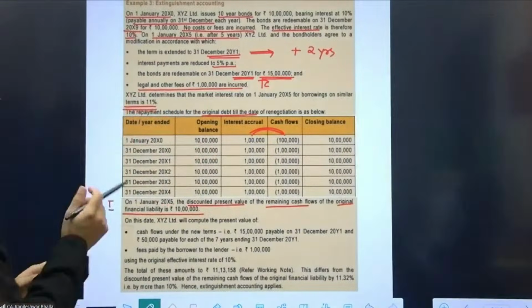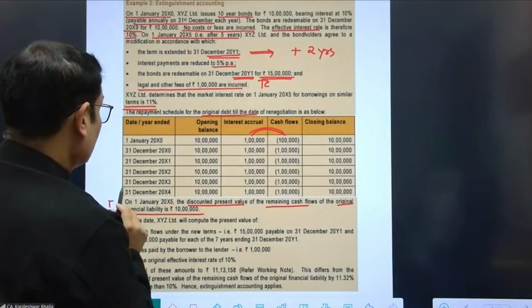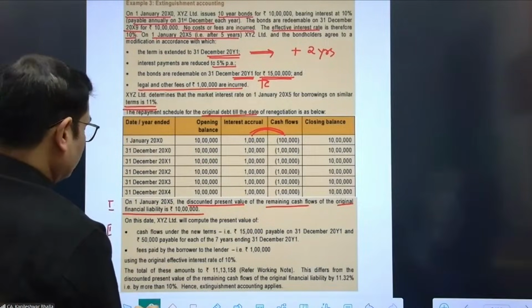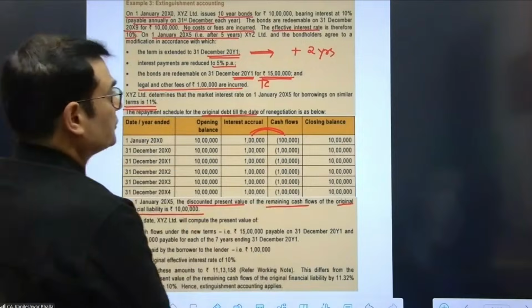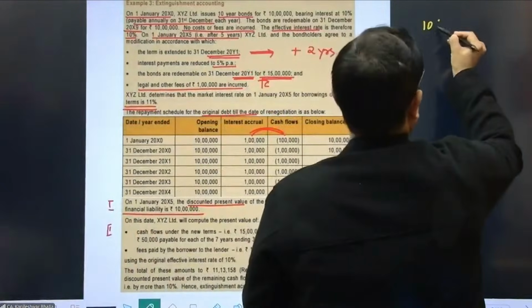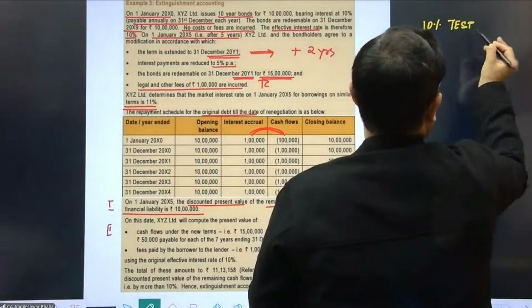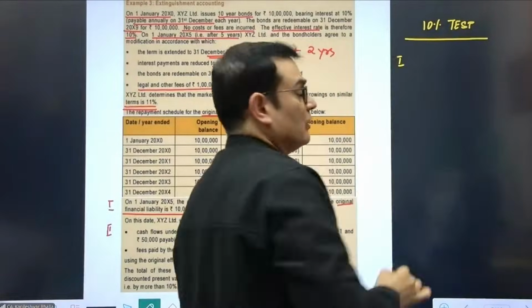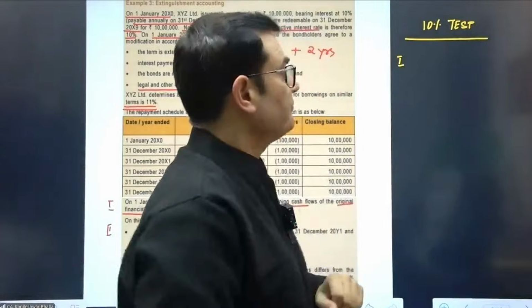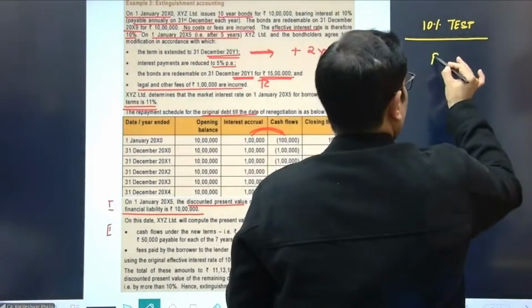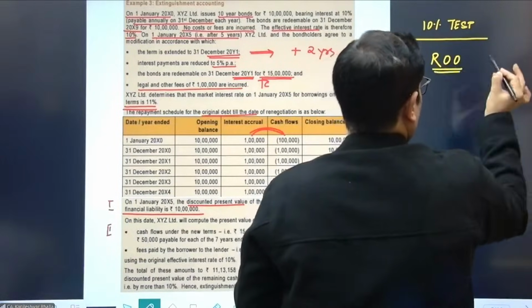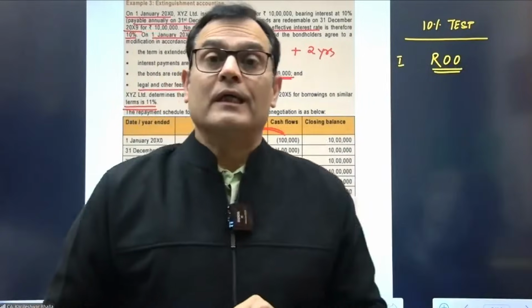Then let's go further. Then he says on this data, now we are going to calculate step number two as well. So let me do one thing. Let me just organize the calculations for you. So we are working on a 10% test. In terms of step number one, you need to consider remaining cash flows based on the original terms discounted at the original rate. So you can remember it like this, remaining cash flows, and you can call it as ROO. I always tell people that it's easy to remember ROO.